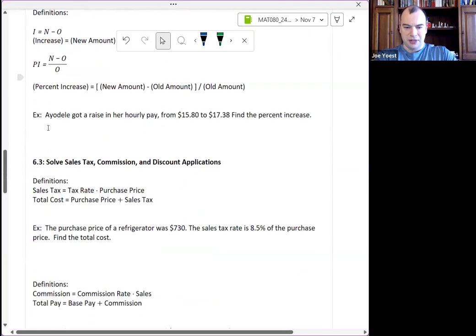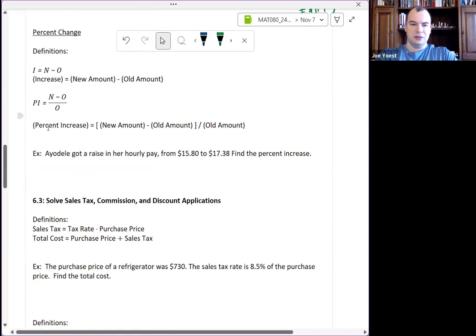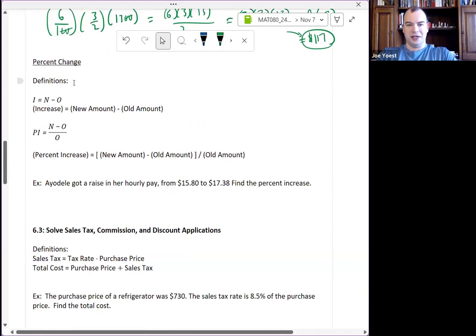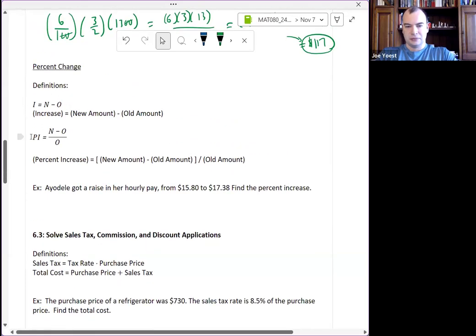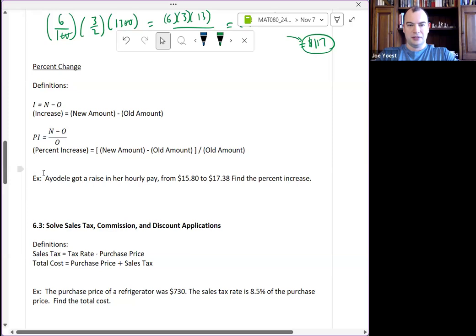Okay, let me see if I can fit a little more of this on one screen here. Let me just get rid of some of this extra white space here.